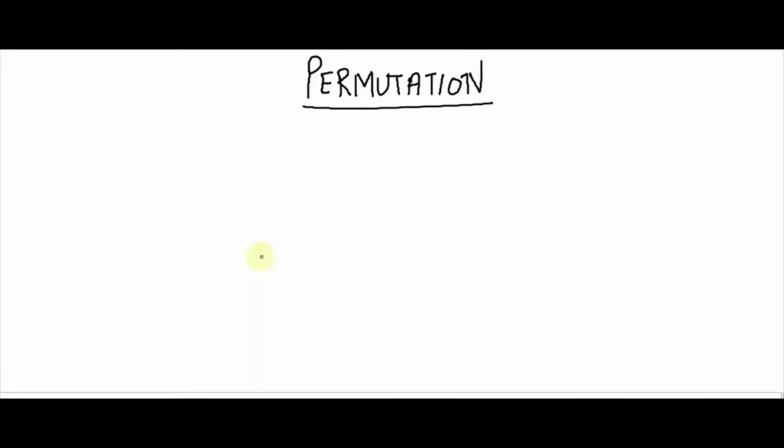Welcome to my channel. Today we will study about permutation. Before going into the deep and various formulas of permutation, first of all let us understand what permutation is. Permutation means the number of ways in which a thing can be arranged. Let us understand it better with the help of an example. Let's suppose we have A, B and C, a three-letter word.